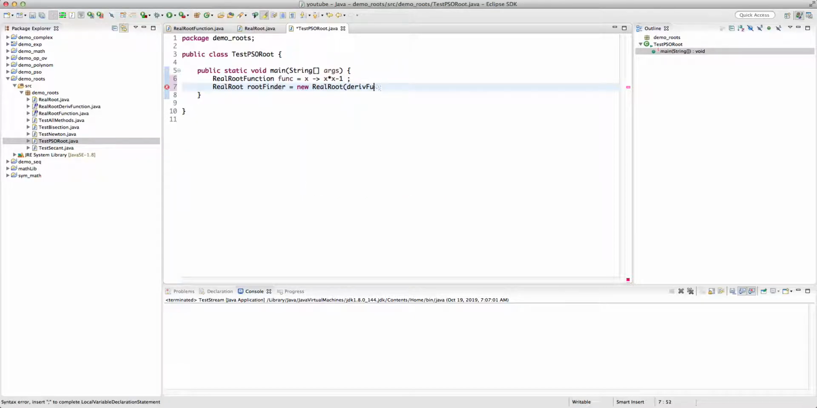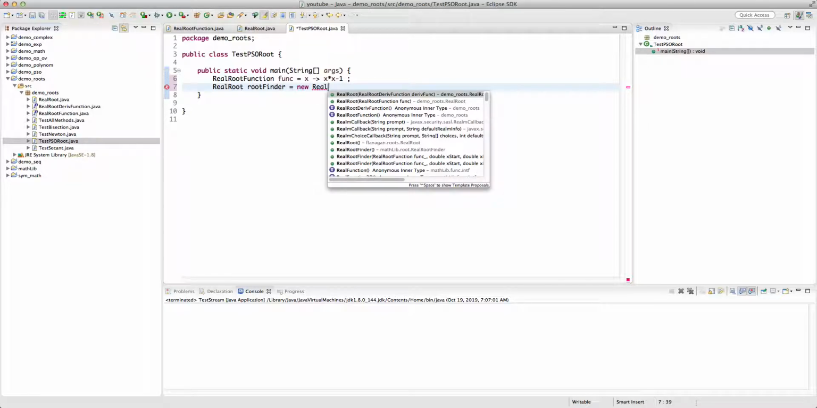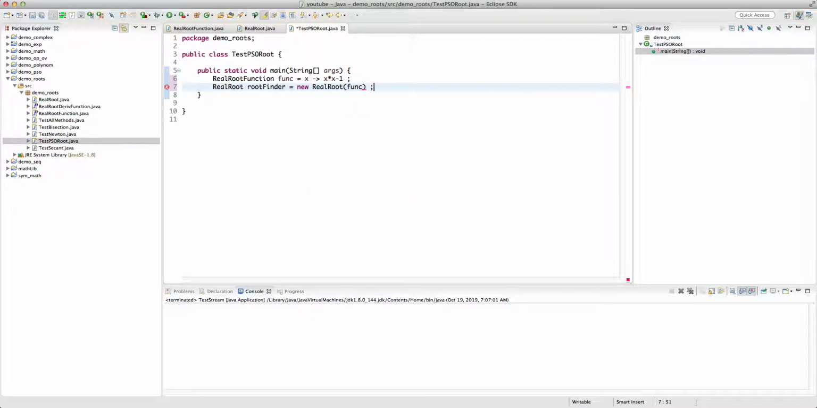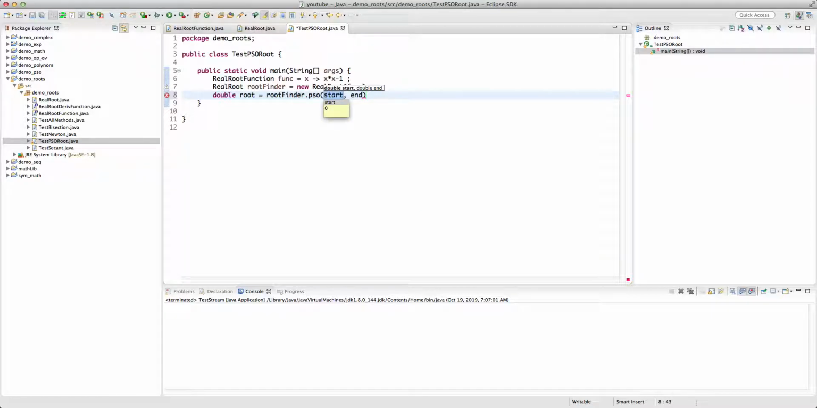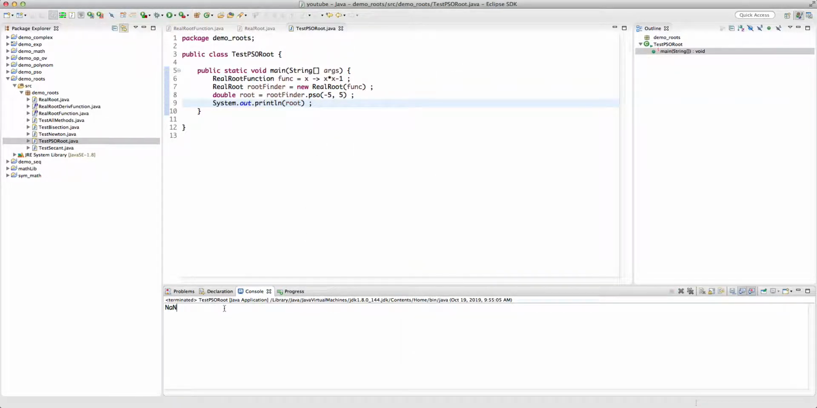And let's try to get the other constructor from a real root function, and then we're going to get the root, double root finder, PSO start -5 to 5, let's say, and then we're going to print the root. All right, let's see what happens. NaN. So it was not able to find the root in this interval.